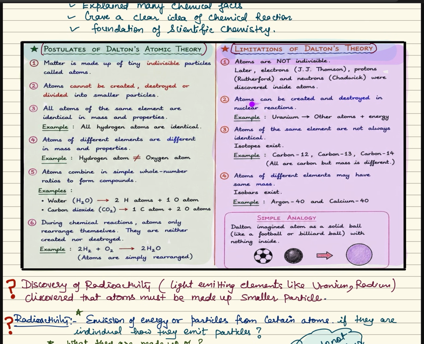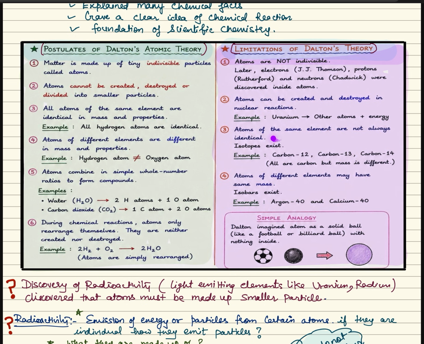Second limitation, atoms can be created and destroyed in nuclear reactions. Okay, because Dalton said atoms cannot be created and cannot be destroyed, but they can be created or destroyed in nuclear reactions. For example, uranium forms other atoms, okay, when the reaction happens and a lot of energy is released.